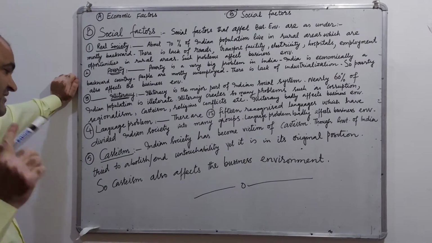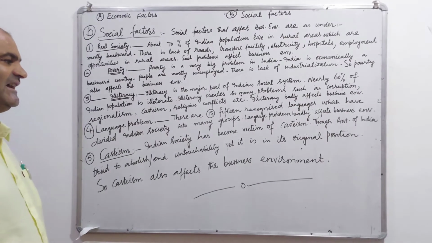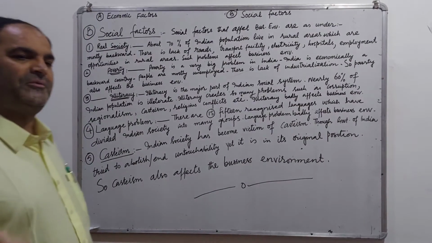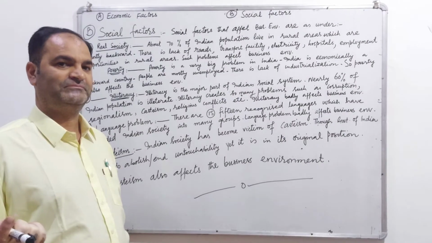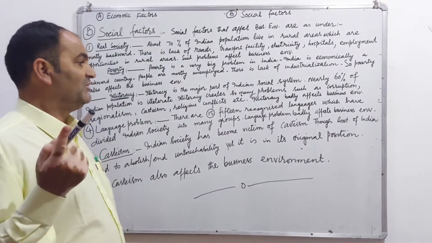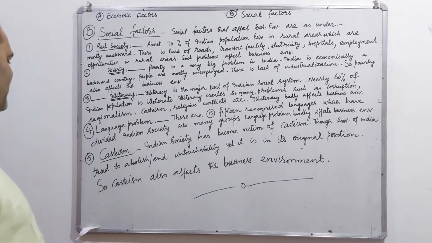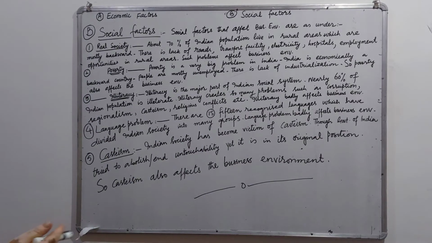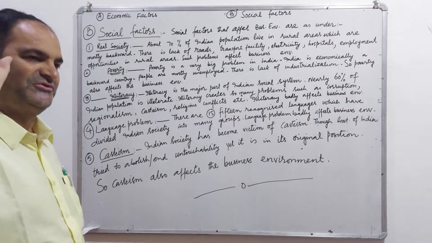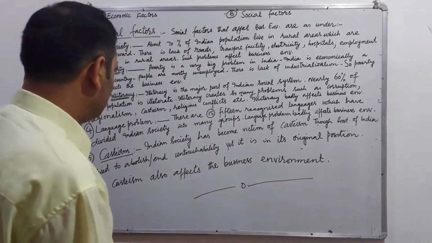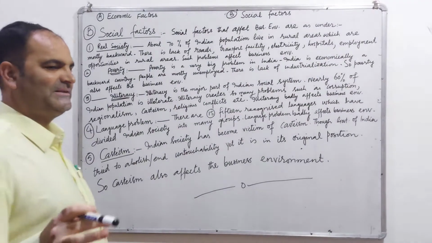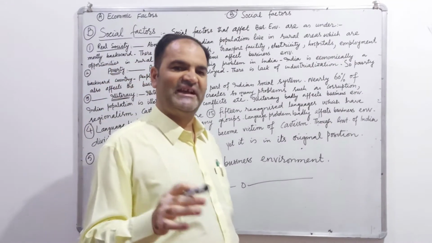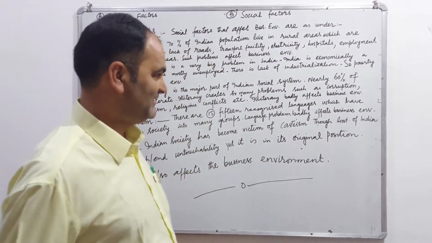Number five is casteism. Indian society has become a victim of casteism. Though the government of India tried to abolish untouchability, yet it remains in its original position. So casteism also affects the business environment as well as the entrepreneurial opportunities.